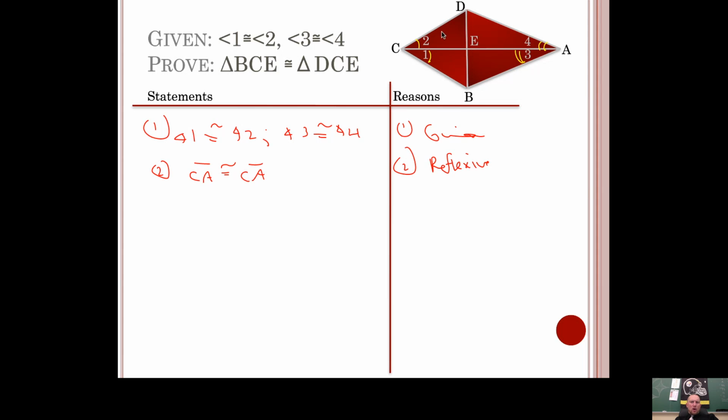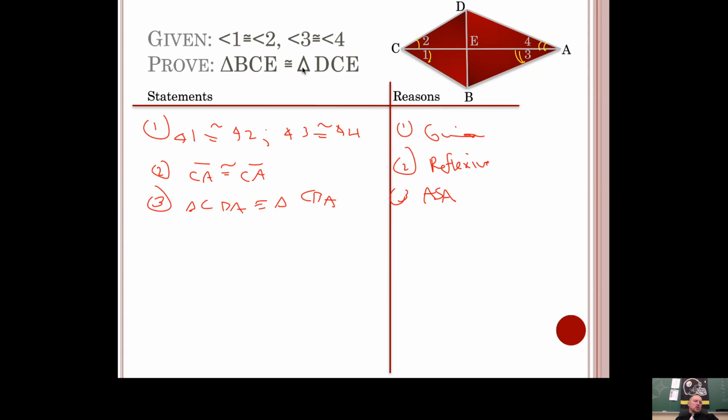What we have right now are congruent triangles, top and bottom by angle side angle. So I'm just going to name this top triangle, triangle CDA. It's going to be congruent to triangle CBA. And they're congruent by angle side angle.